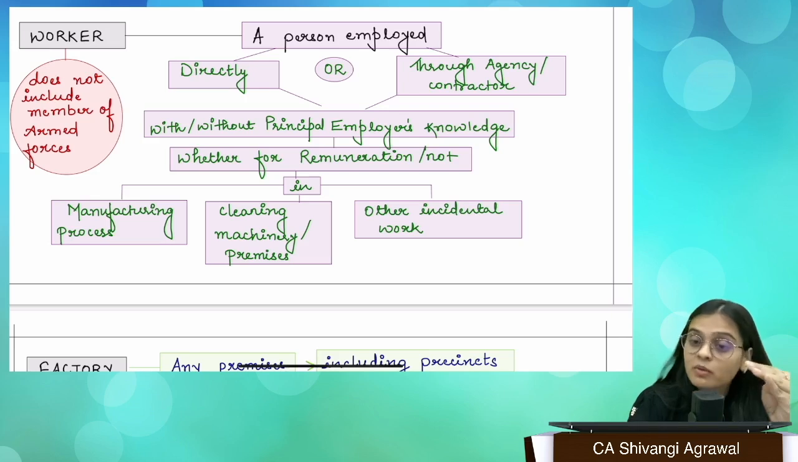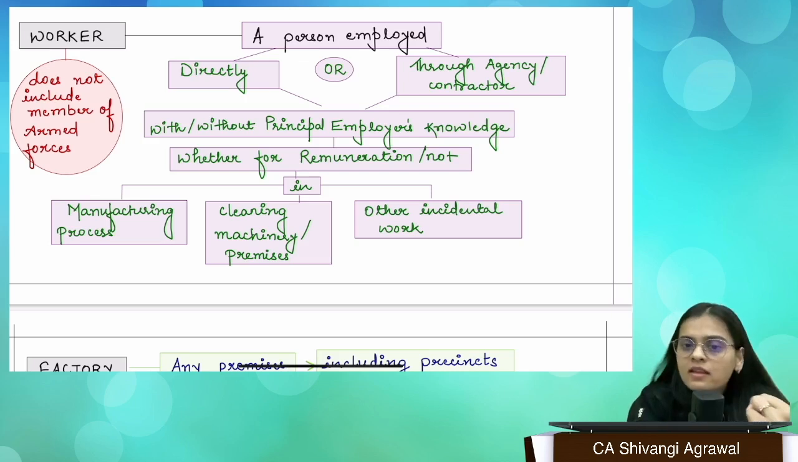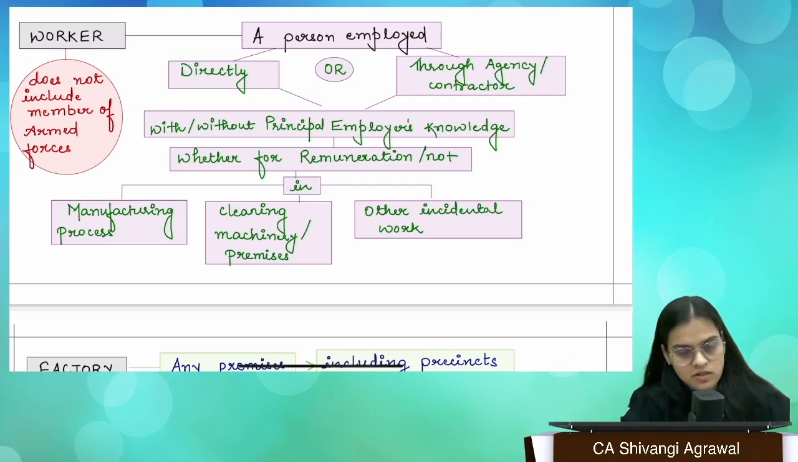The fourth aspect: it may be for remuneration or may not be for remuneration, right? If you're receiving wages as remuneration, then great. Or if you are employed for no wages, then also you are a worker, and you are entitled to these health, safety and welfare measures. All these are needed. Okay. Now, one thing that you have to remember is that any member of the armed forces of the Union is excluded from the definition of worker. This is something that you have to specially remember.